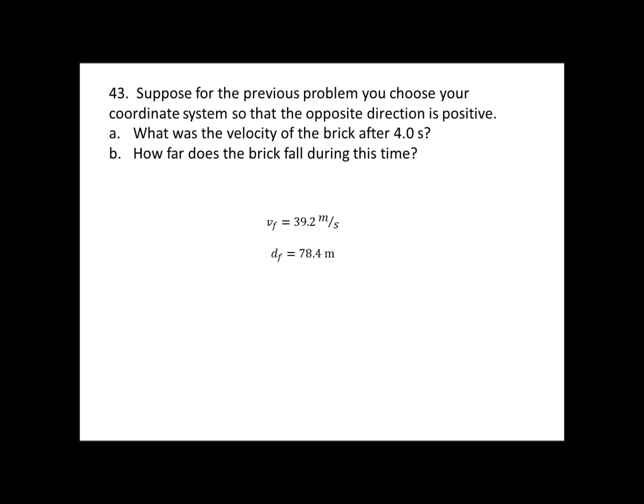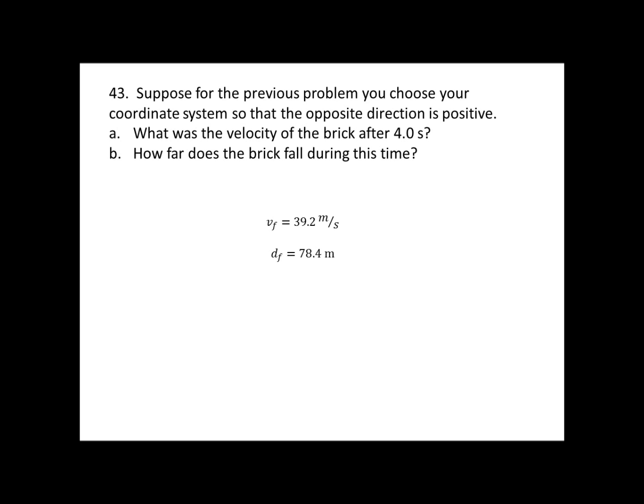Okay. Number 43 says, suppose for the previous problem you choose your coordinate system so that the opposite direction is positive. So if we buck the system a little bit and say that down is positive instead of negative, what's that do to our calculations? Not a whole heck of a lot.